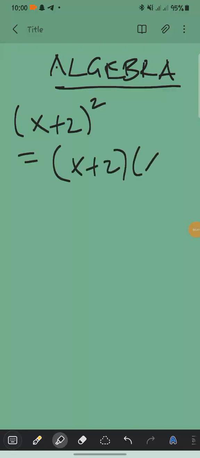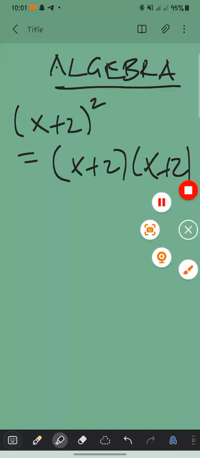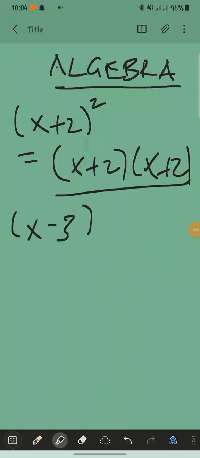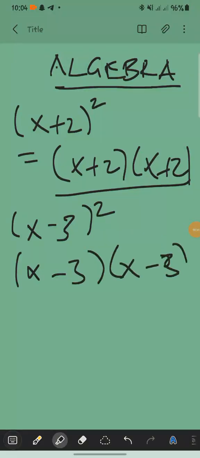Under algebra, from what we learned, we said if we've got x plus 2, then it is squared, this is the same as x plus 2 and x plus 2. It's one and the same thing. Even if we've got x minus 3 squared, this can be written as x minus 3, x minus 3. So the squared simply means it's coming 2 times.